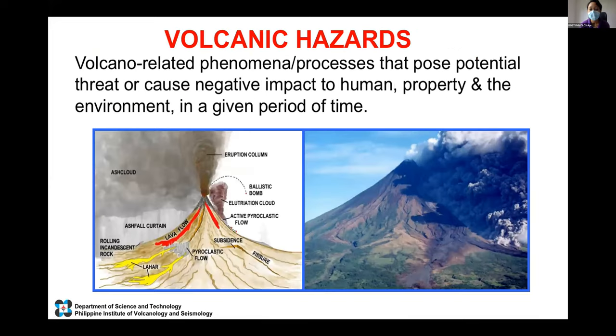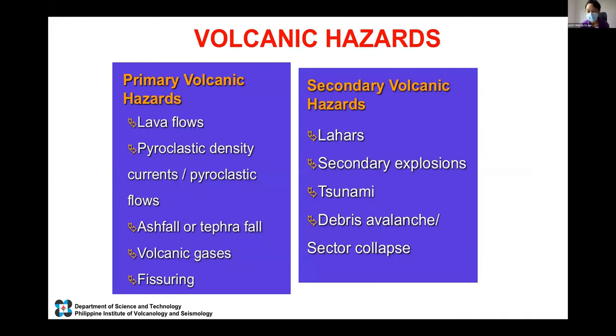Pero ano nga ba at bakit nga ba natin kailangan malaman kung ano itong mga volcanic hazards? These volcanic hazards pose potential threat sa lahat ng mga katao, property, and environment in a given period of time. At may dalawang categories po tayo dito. Ito po ay primary and secondary volcanic hazards. Sa primary hazards, nandun po ang lava flow, pyroclastic density current o yung tinatawag po nating uson, ashfall, volcanic gases, and fissuring. Sa secondary hazards naman po, makikita natin ang lahar, secondary explosions, tsunami, debris avalanche, or sector collapse.